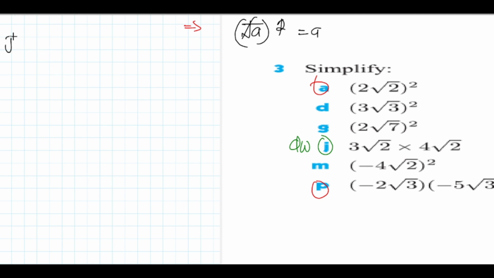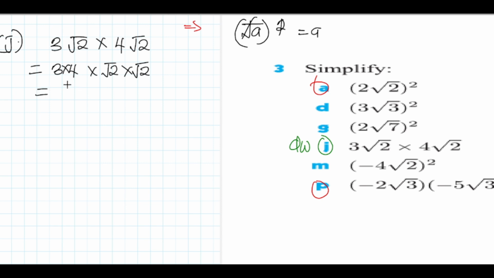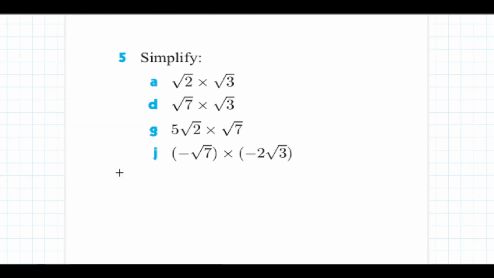So solution J. So we have 3 root 2 multiplied by 4 root 2. So we multiply the coefficient and then we multiply the surd. Okay, so 3 times 4 is 12. Root 2 times root 2, that will be just 2, guys. And 12 times 2 will be 24. So the answer is 24. If your answer is correct, mark the step, and give yourself 3 marks. Okay. Now let's move on.